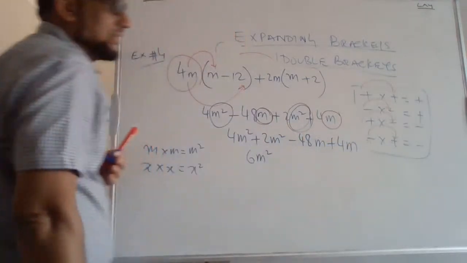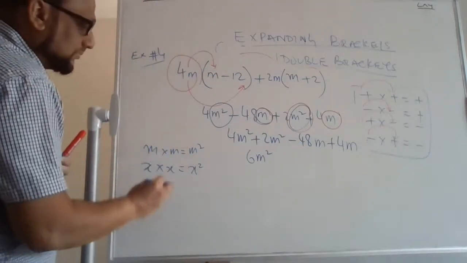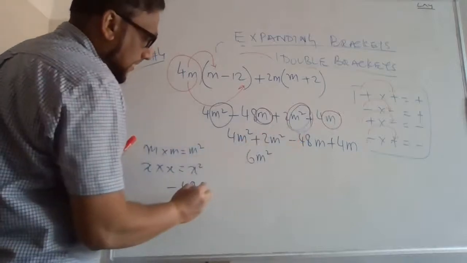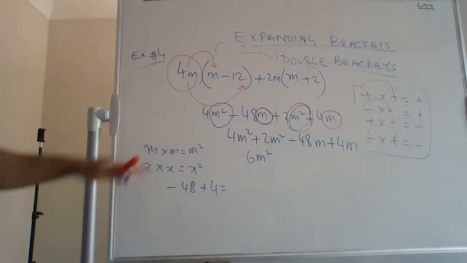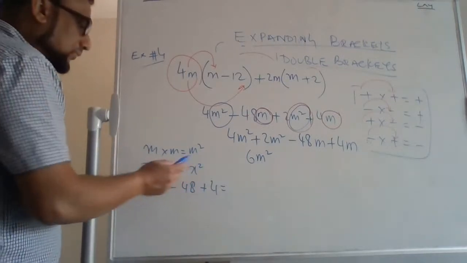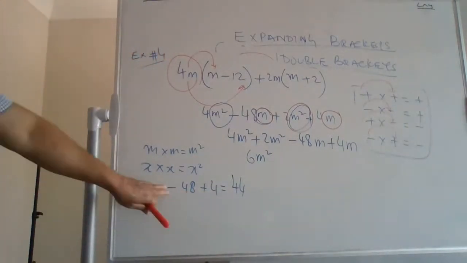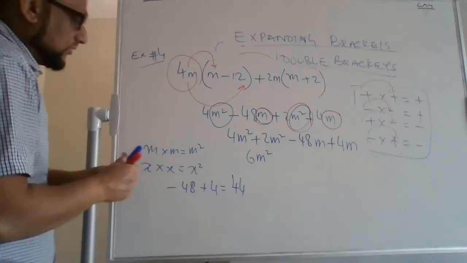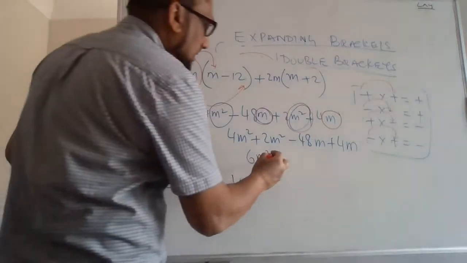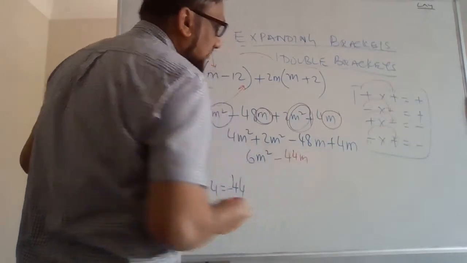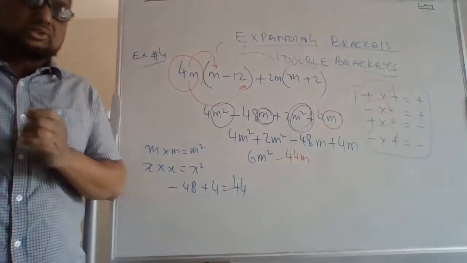And minus 48 plus 4. So very simple. Minus plus is minus, the operation going to be done: 48 take away 4, which is 44. And which sign will come? Okay, it has a sign of minus because the higher number is 48. So it's going to be minus 44. This is our final example for today.